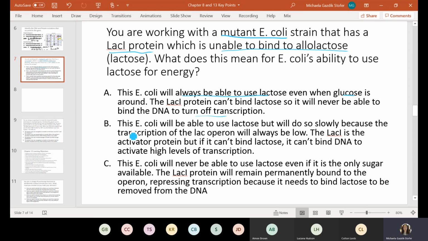Next one is saying, okay, E. coli will be able to use the lactose, but it's going to do so slowly. And this is because the LAC-I is an activator protein, but if it can't bind lactose, it can't bind DNA. And then C says it will never be able to use it because the LAC-I protein is going to be permanently bound to the operon, repressing transcription because it needs to bind lactose to be removed from the DNA. So which one do you guys think, A, B, or C?